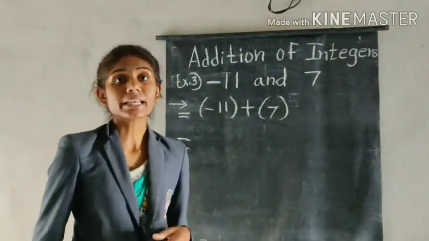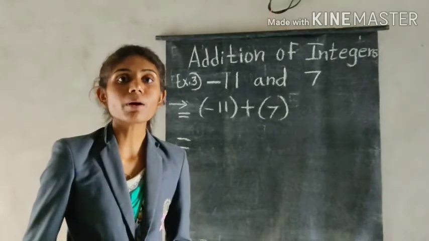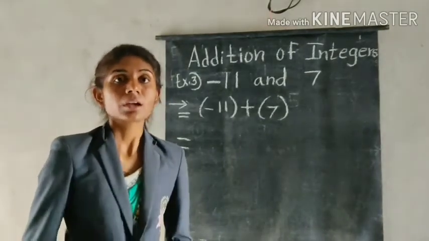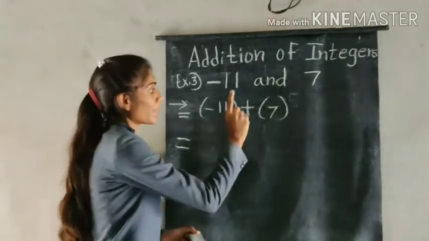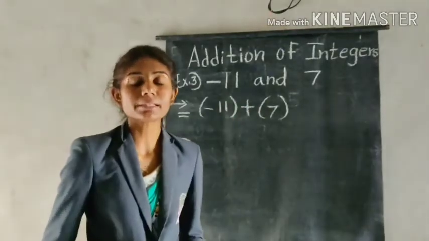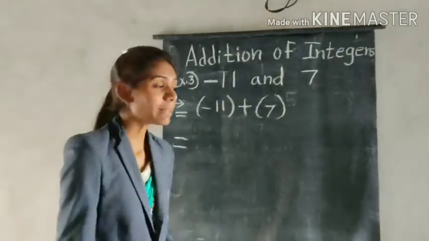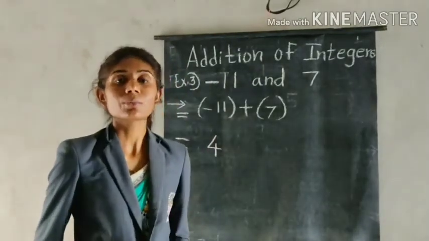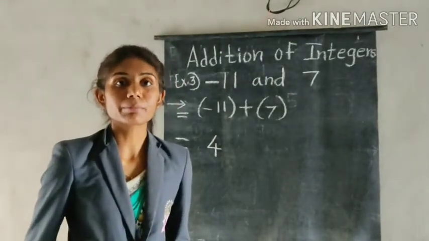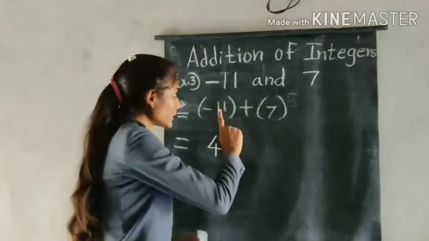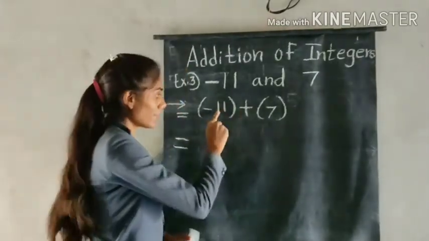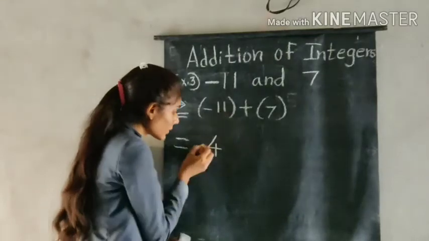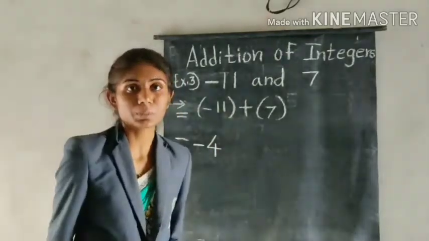If both signs are different, we need to perform subtraction, that is greater number minus smaller. So 11 minus 7, the answer will be 4. And to the answer, we have to give the greater number's sign. So which is greater, 11 or 7? 11 is greater. So 11 is negative, so the answer will come -4.